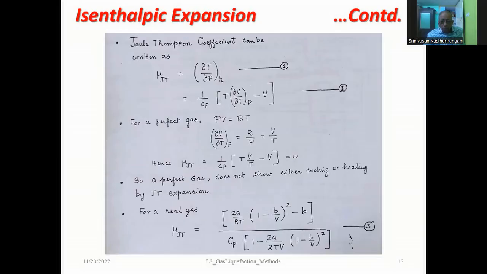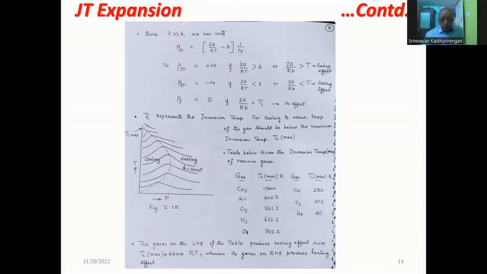But we notice one thing, that B/V is very small compared to 1. And we can also make a note that in the denominator, we can neglect the second term, other than 1. So if you see this, the expression simplifies to (2A/RT − B) divided by Cp. Or in other words, μ_JT is nothing but 1/Cp into (2A/RT − B).